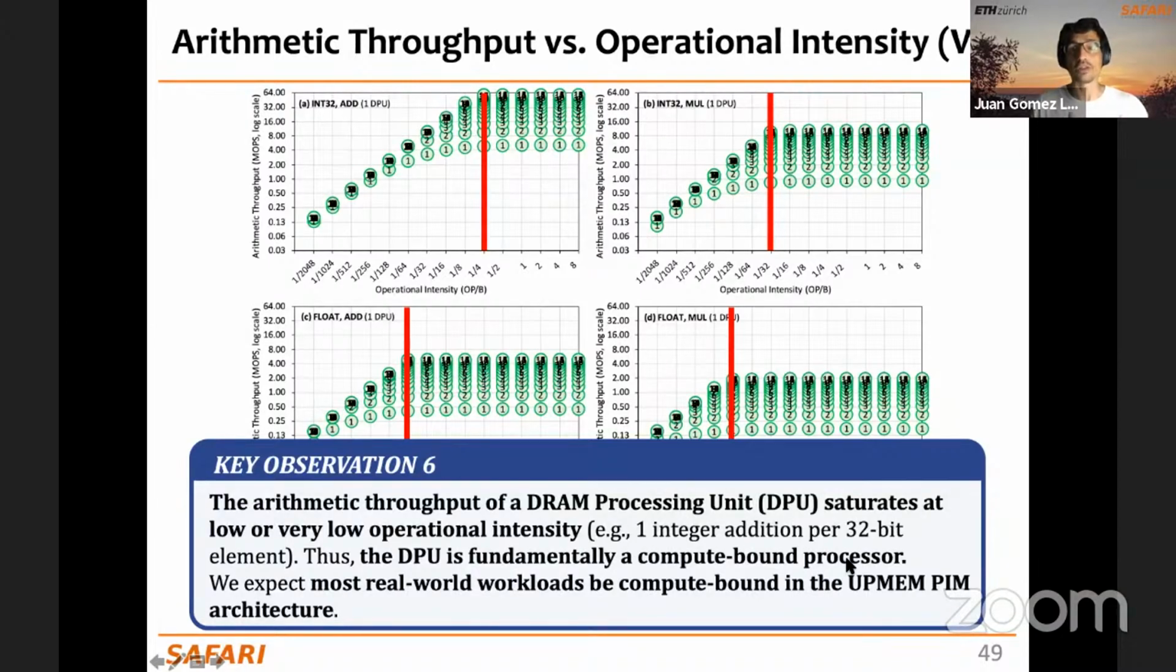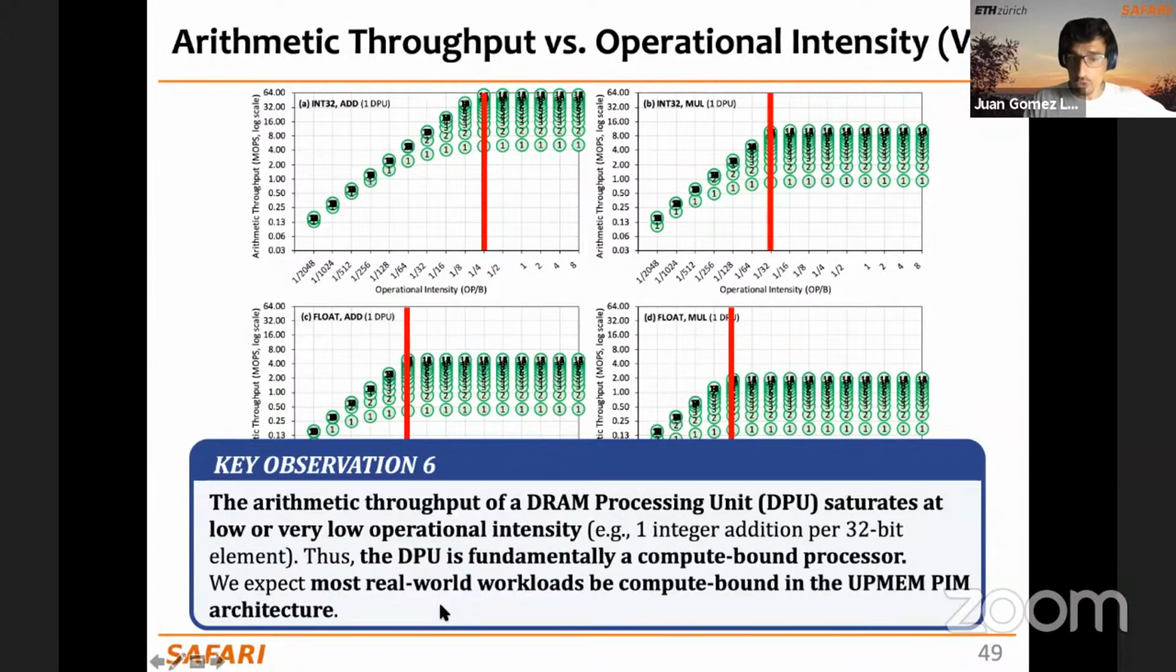So the arithmetic throughput saturates at very low operational intensity. So it's very likely that one real-world workload is going to overwhelm the pipeline and execute as many instructions in the pipeline that the latency of the accesses to MRAM is completely hidden, right? And this is an interesting and surprising observation as well, especially if we compare to other real-world systems like CPUs or GPUs, where in most of the programs we are saturated by the access to memory. And here, what happens is exactly the other way around. So that's why we say that this is a compute-bound processor.